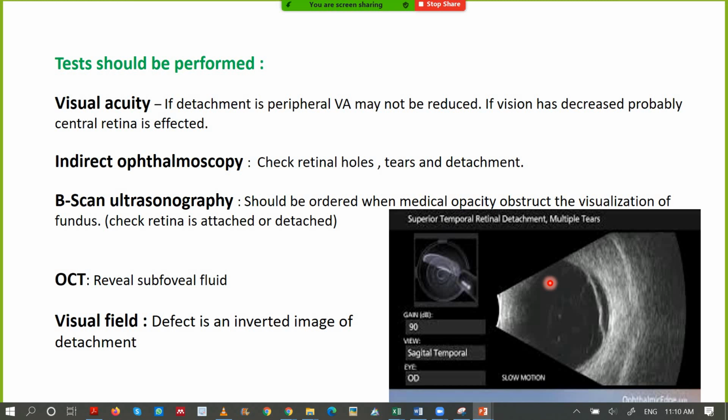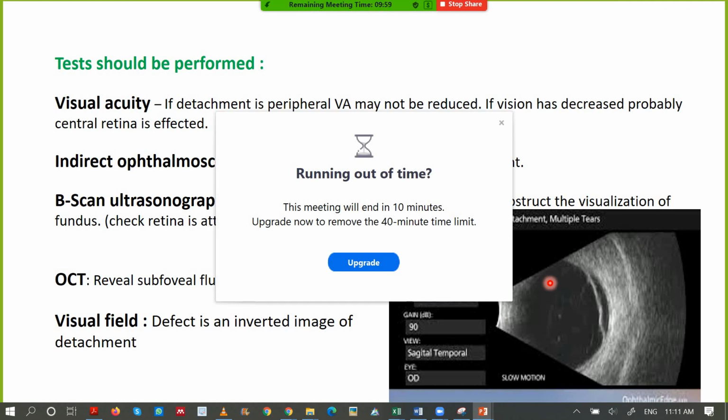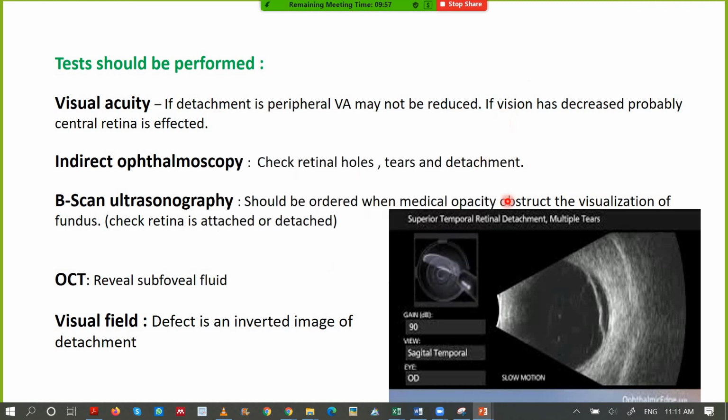You have to make sure that you have a fundus imaging, then take a B scan, in case there is an opacity, so that it would give you a better picture of the retina behind, whenever there is an opacity or whenever you can't take a fundus image. Make sure you do an OCT to see whether there is subretinal fluid. Then visual field, make sure you check their visual field, so that you can check the extent of the retinal detachment.